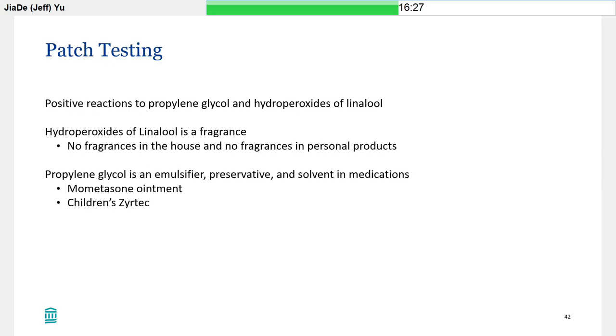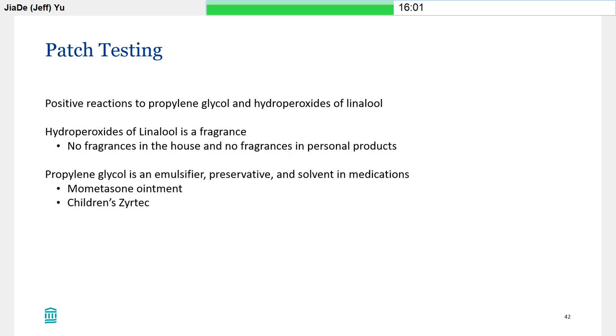We patch tested him and we found positive reactions to propylene glycol as well as a very common fragrance substance called hydroperoxides of linalool. Hydroperoxides of linalool is a fragrance that's now one of the top 5 most common allergens in children, but he was not using any fragrances in his personal care products. Propylene glycol, however, is an emulsifier as well as a preservative, and it's used in a lot of different types of medications. So we're thinking beyond just your shampoos, your conditioners, and things like that.